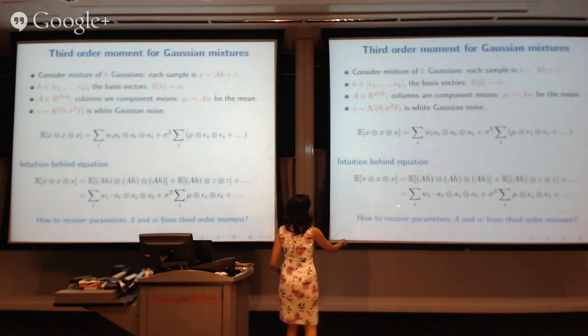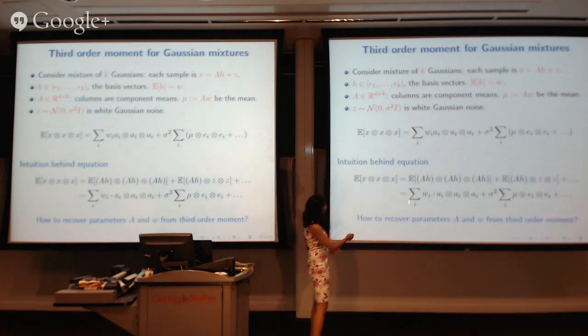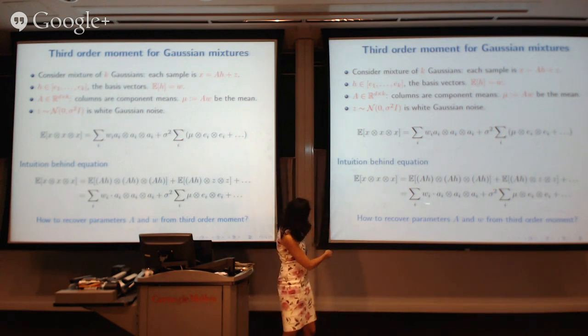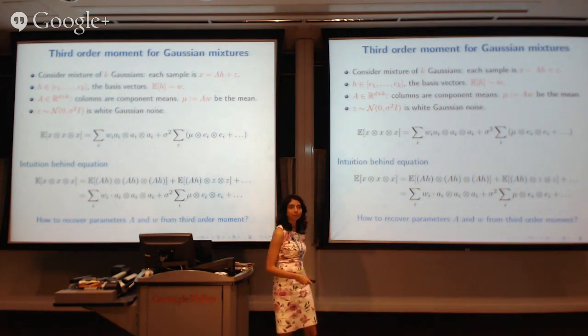That's why you have this first term that corresponds to the means themselves. The idea is that with probability w_i, I pick the mean to be a_i, this vector a_i. And so its third order moment is just a_i tensor a_i tensor a_i, and it's a mixture of this.